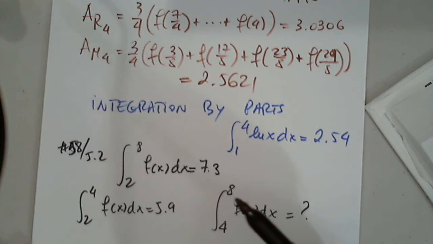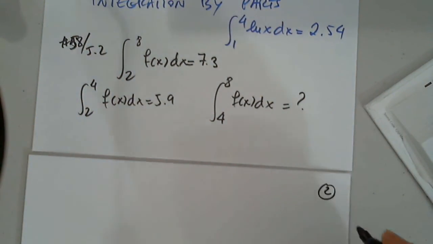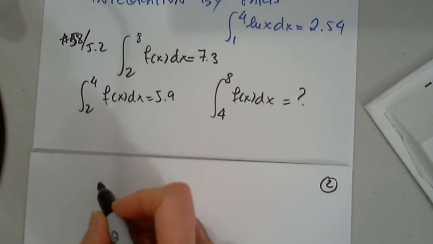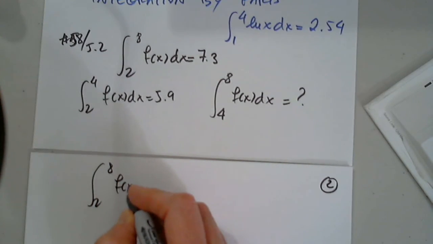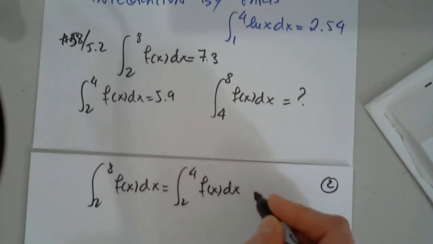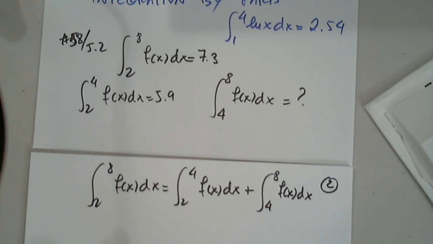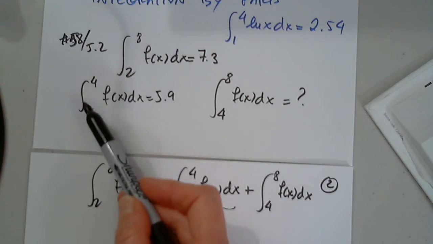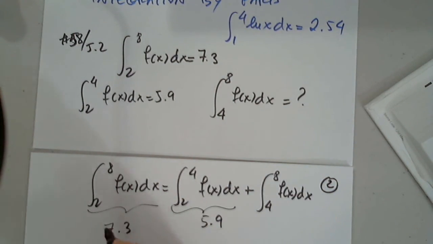So I look at 2 to 4, I look at 2 to 8, and 4 to 8. So what does this really mean? Which one is the wider? So it's the integral from 2 to 8 of f of x dx, which must be the integral from 2 to 4 of f of x dx, plus the integral from 4 to 8 of f of x dx. So 2 to 4 is given to us as 5.9, and 2 to 8 is given to us as 7.3.